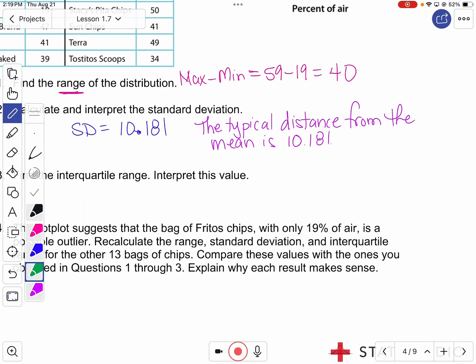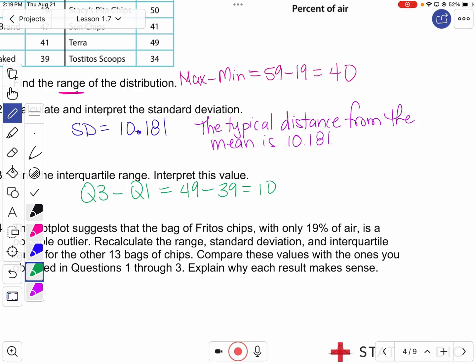And then let's do interquartile range, okay? What do I need to be able to do that? Q1 and Q3. We're going to take Q3 minus Q1. That's why we need a calculator, okay? So Q3, was it 49? And Q1 was 39. And so the difference is 10, okay?